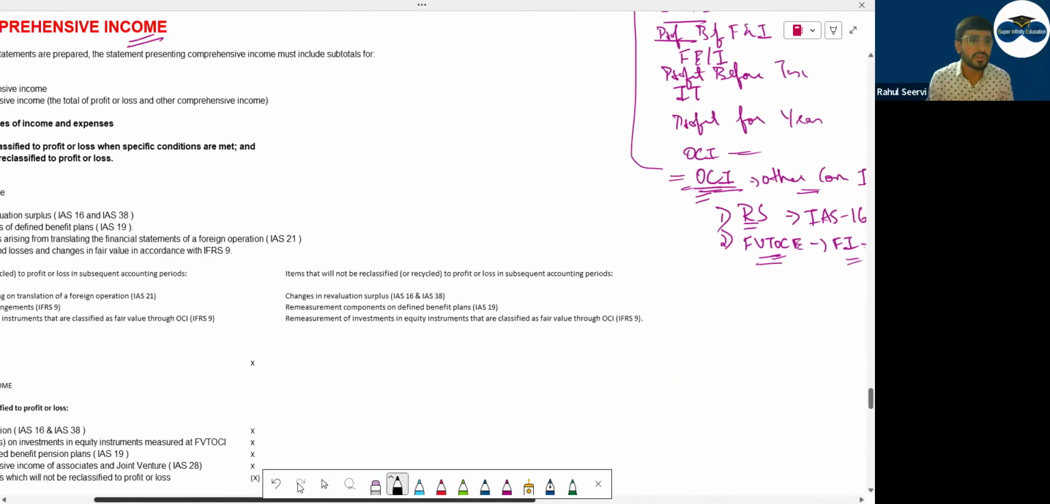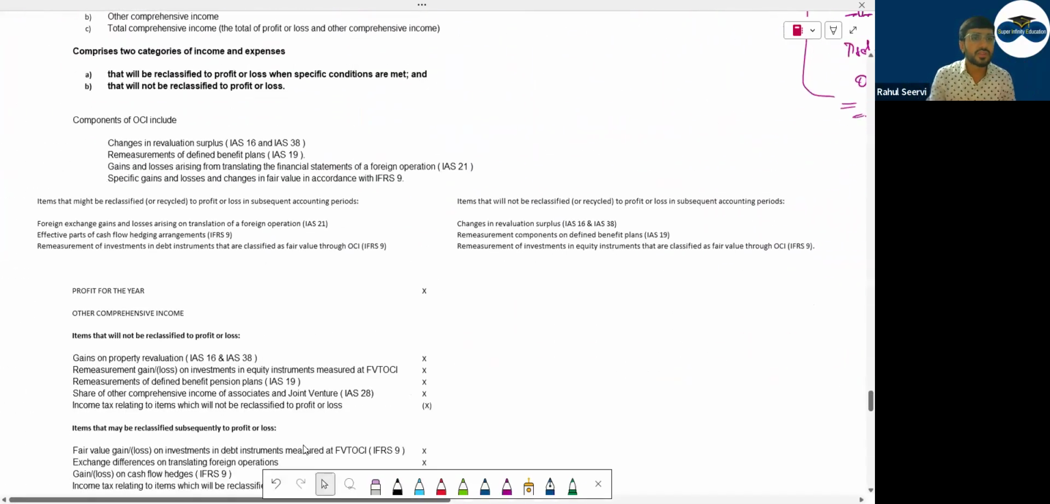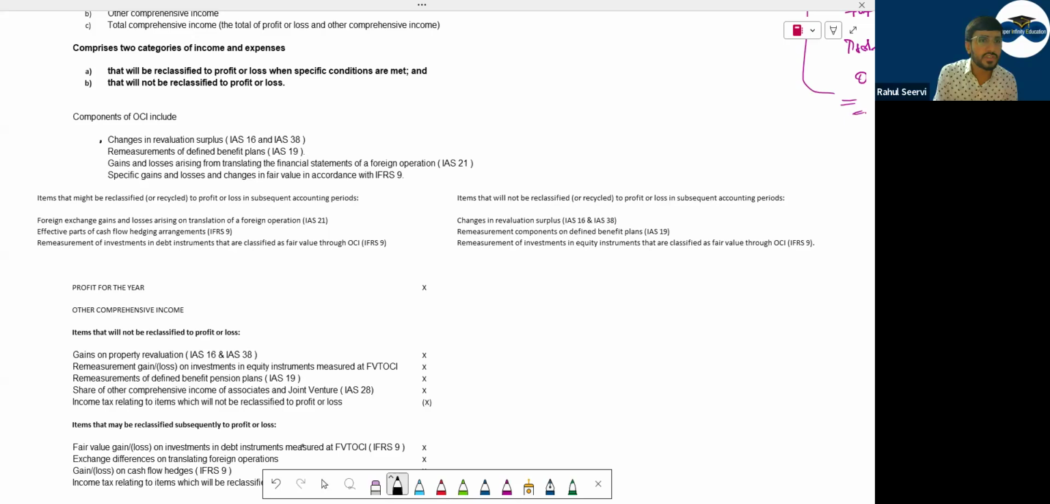Any doubts? Here you will see, sir, so much is written, but so much will not come in the exam. Only this first one will be tested for you: changes in revaluation surplus.